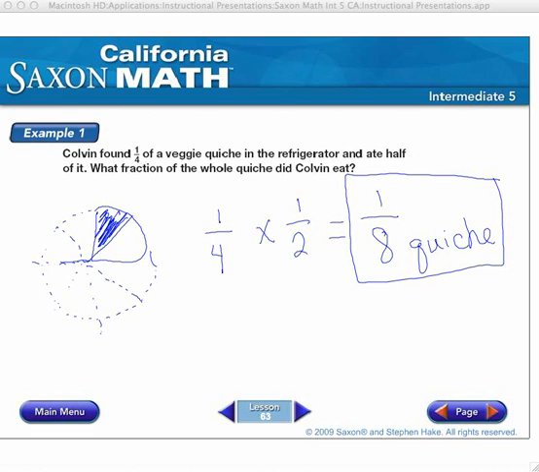Okay, so here I see it in my picture. He ate 1/8 of that quiche, and over here I have multiplied it. Remember that if you see the word of, 1/4 of half, or 1/2 of 1/4, it means to multiply. Let's look at example 2.